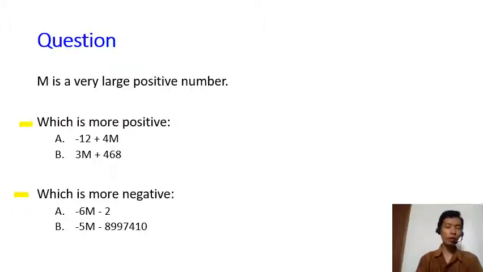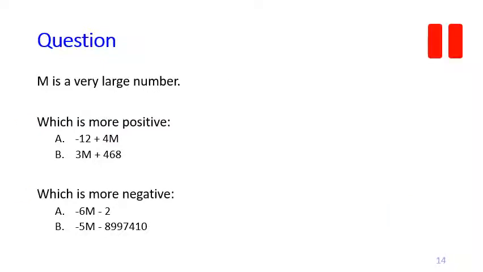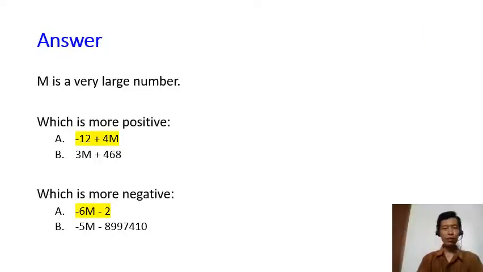As usual, I will give you a pause on this video to give you time to think, and I will give you the answer after the pause. So for the first pair, A is more positive than B, and then for the second pair, A is also more negative than B. Basically, you just need to pay attention to the coefficient of the Big M. You can just ignore any number that is after that.